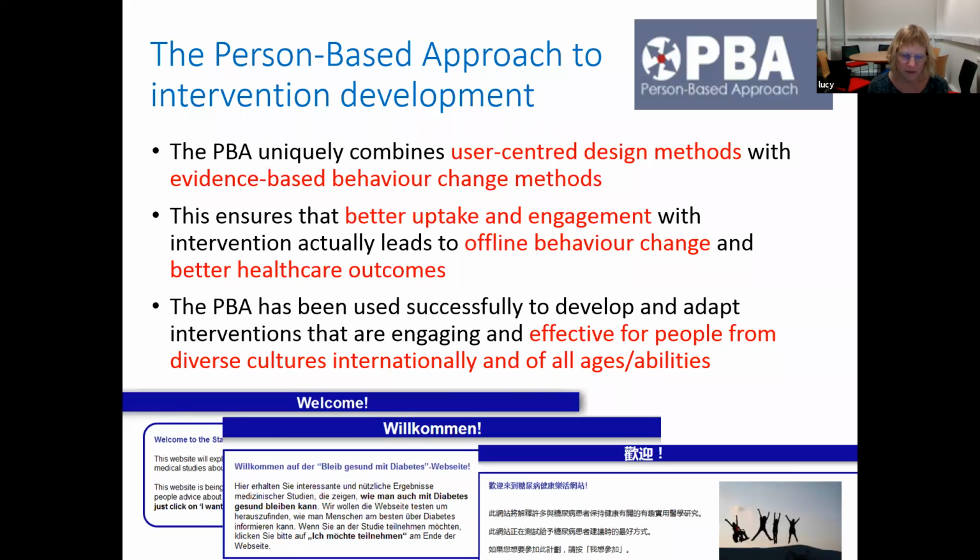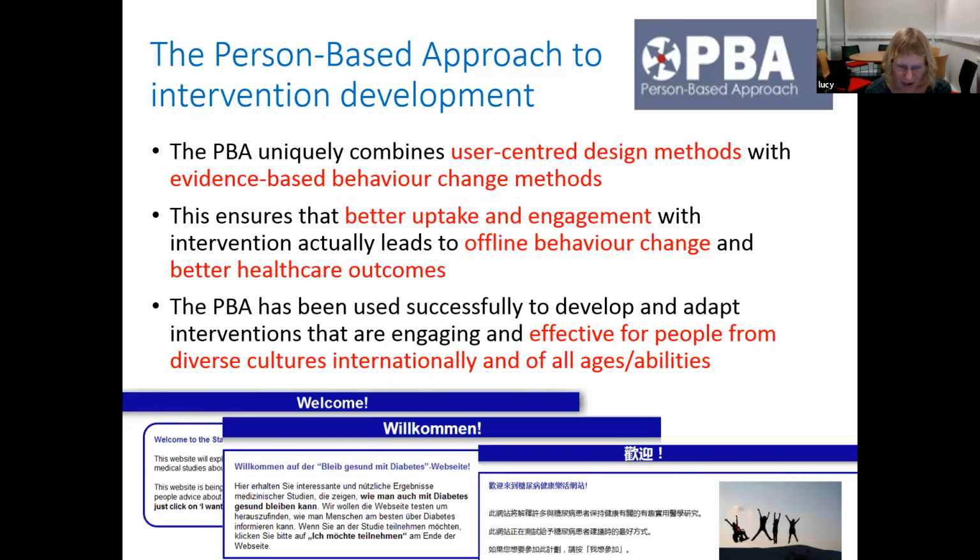Now, what we think is pretty unique about the person-based approach is that it combines user-centered design, which people might have come across, with evidence-based behaviour change. So the user-centered design is more from the HCI discipline, and evidence-based behaviour change obviously more from behavioural science and health disciplines. Now, by using this combination, we hope that we can maximise uptake and engagement through the user-centred design, but also maximise the target behaviour change through our behaviour change methods. And therefore, the combination should lead to better healthcare outcomes, and has done in our trials.